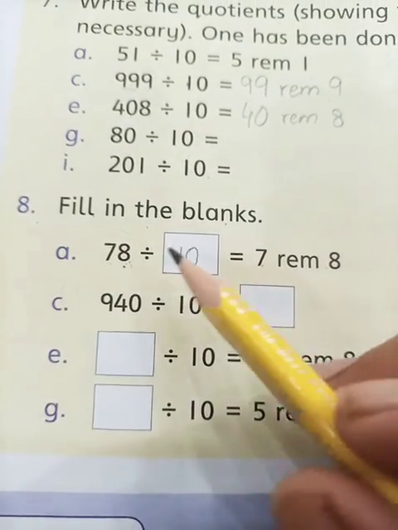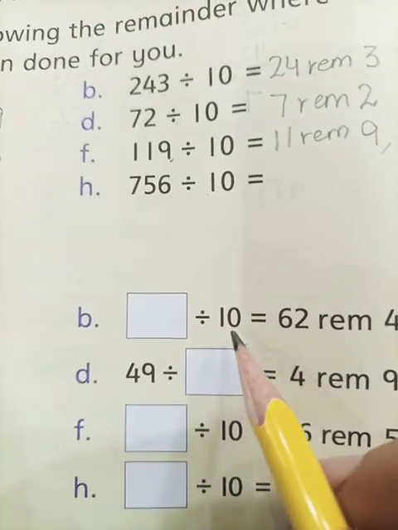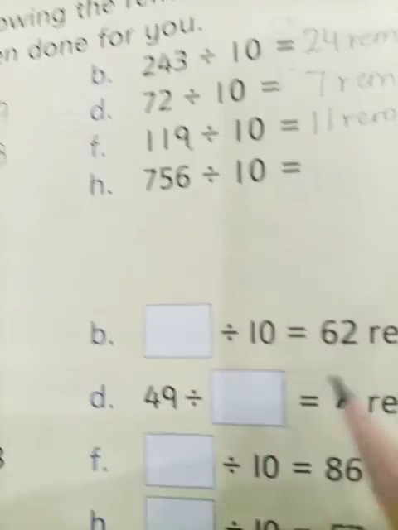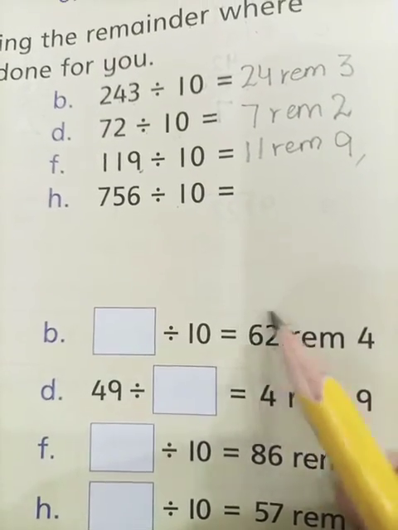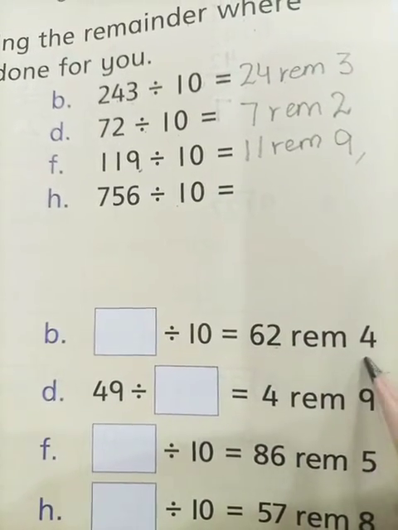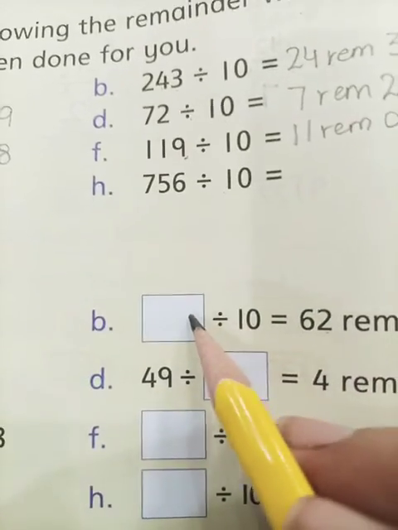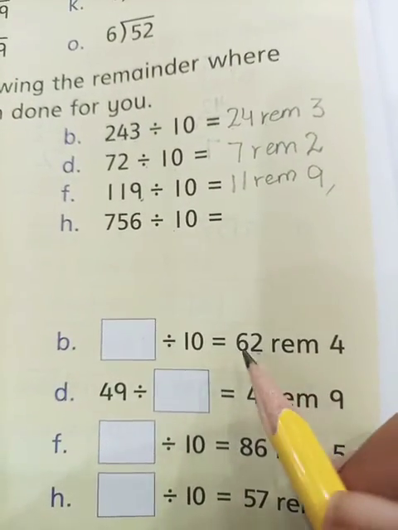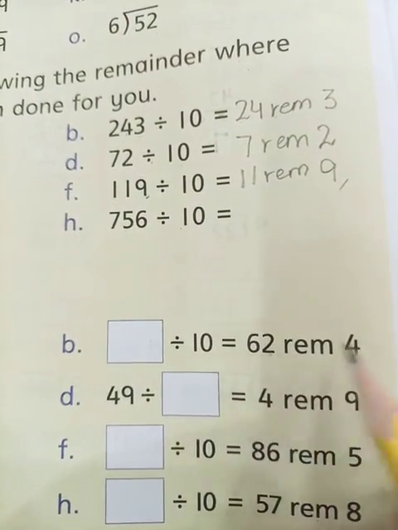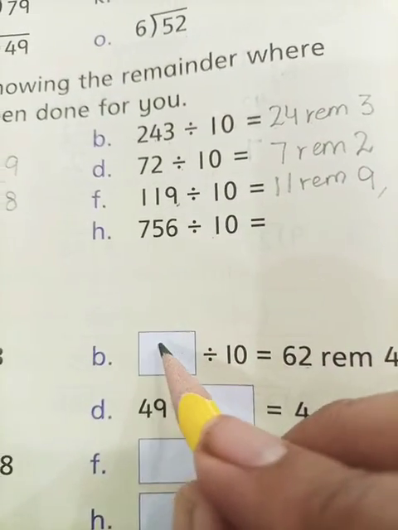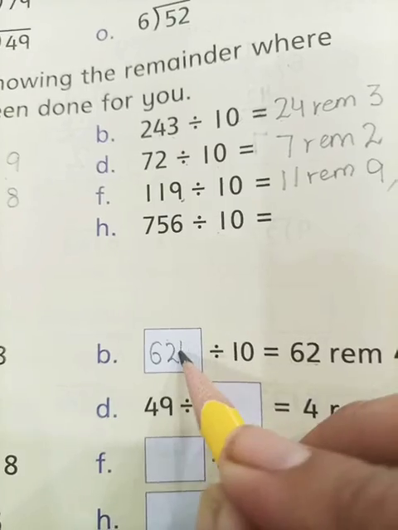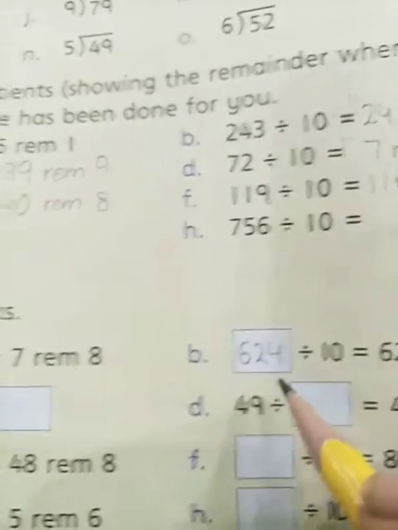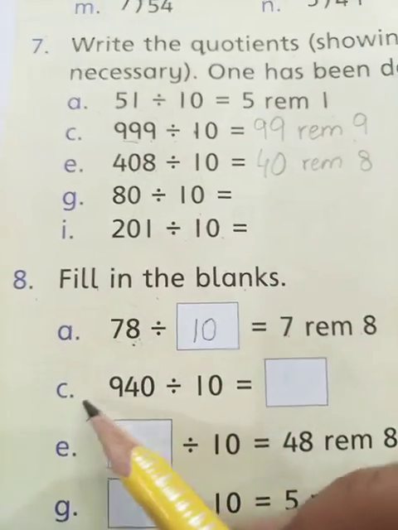Okay. Now students, look at part B. In this, the number is divided by 10. So when we combine the number 62, the quotient, with our remainder, then that will be our dividend. Okay students, let's join both of them. It will become 624.